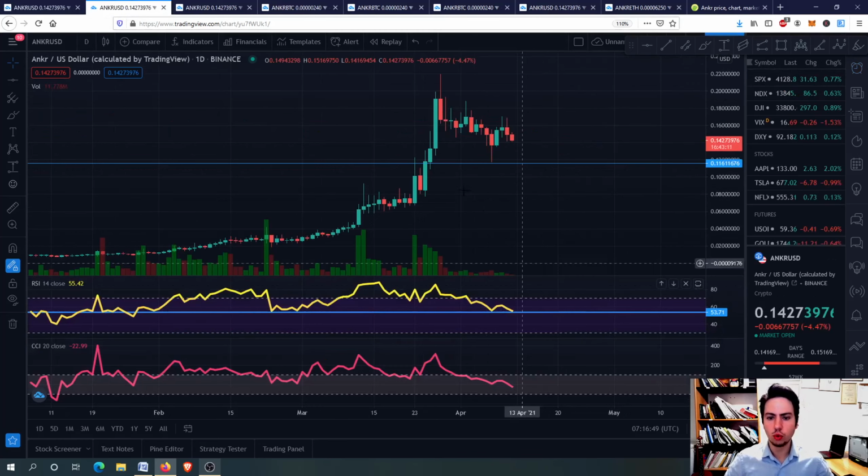So let's go to our relative strength index and the commodity channel index. The relative strength index goes between 30 and 70. Those are the standard numbers for the RSI. When it is between those numbers, we don't have any overbought or oversold situation, and we don't have any exact buying or selling opportunity.